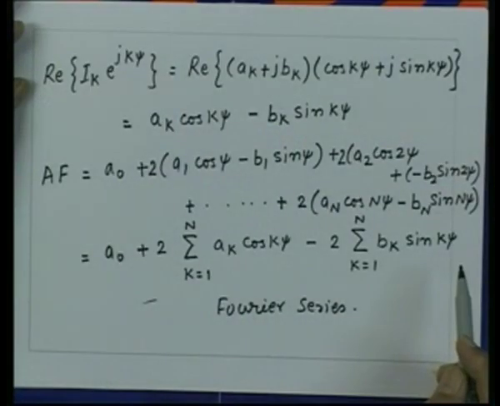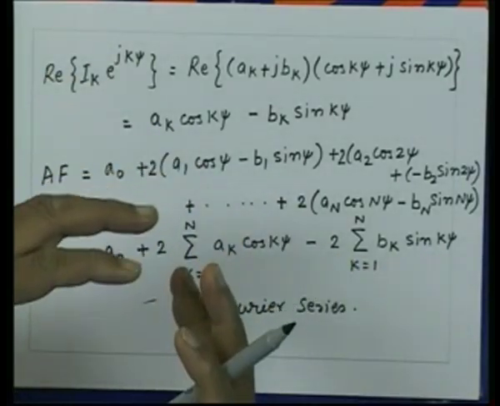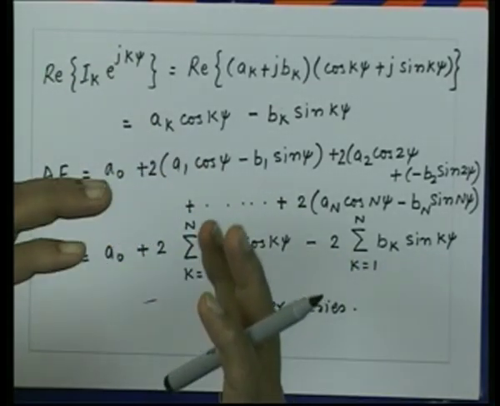In that case, we will increase the number of elements in the array so that we get the error between the two which is less than the specified error. So in this situation, the error between the desired radiation pattern and the realized radiation pattern is specified, and there is no constraint on the number of elements.